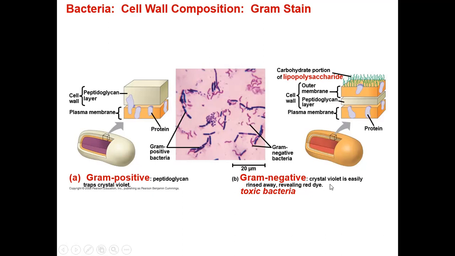In gram-negative bacteria, crystal violet is easily rinsed away. You can easily rinse the crystal violet and it will reveal the red ring. This is known as the toxic bacteria. In gram-negative bacteria, it will reveal a particular red dye. Whereas in gram-positive bacteria, the peptidoglycan will trap the crystal violet. Okay, so it is the toxic bacteria. Why is it known as the toxic bacteria? Because it has another layer. Less peptidoglycan layer is present there. Antibiotics cannot act on gram-negative bacteria. So gram-negative bacteria are less prone to antibiotics, and that's why they are toxic bacteria.